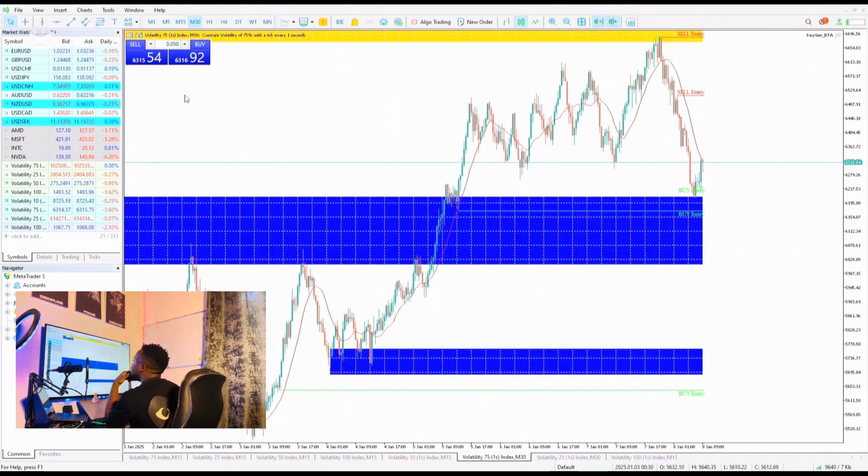Okay, now this is V75 1s. We were at a sell zone up here. We got our sell entry, price pushed down.